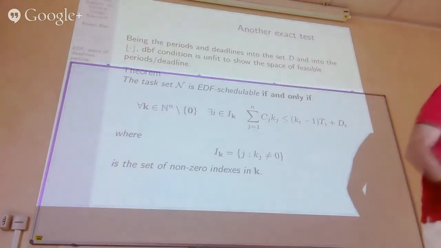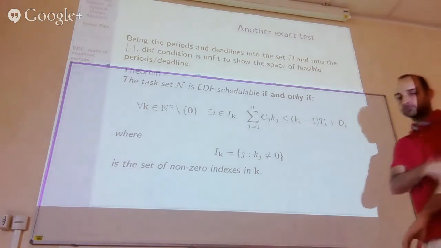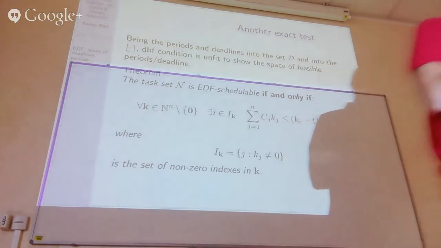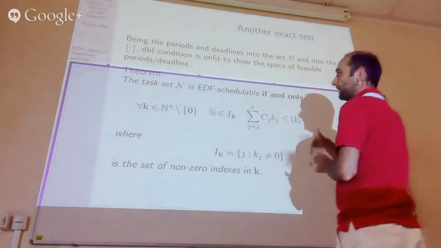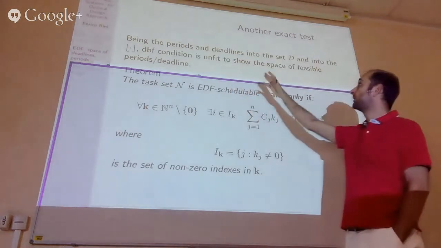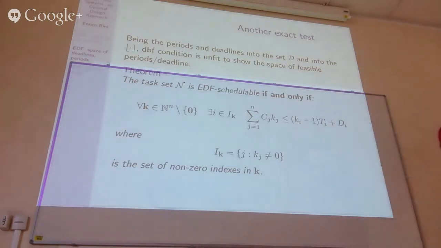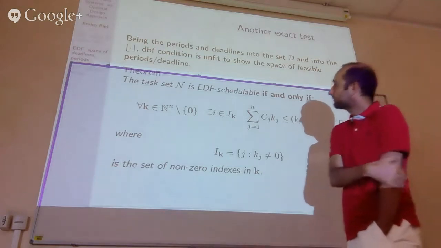Okay, now how do we make that reasoning more general? Well, we need to introduce yet another way to see exact schedulability. Why do we need that? Because, as I said before, these periods and deadlines are inside the floor of the DBF condition. That condition is unfit, we cannot use it to find a space of feasible periods and deadlines. Okay?